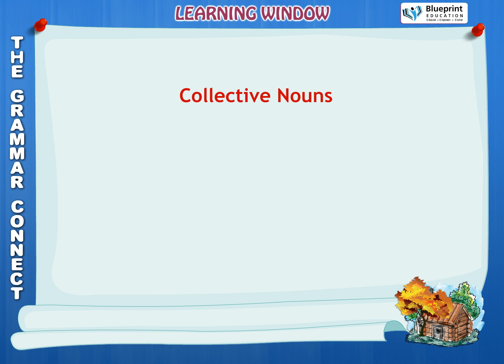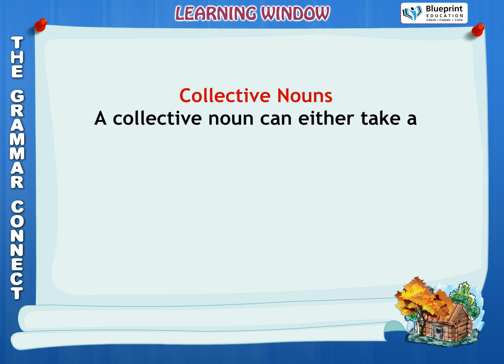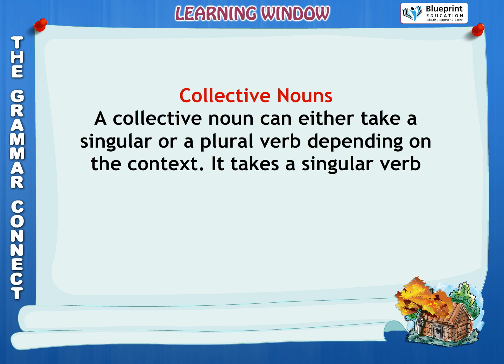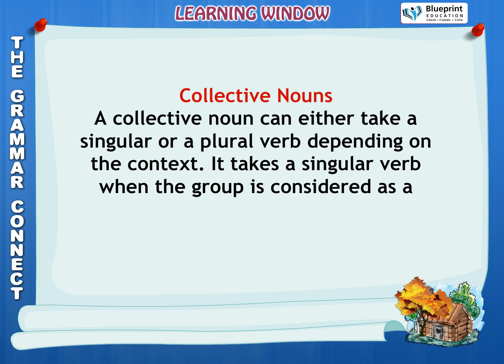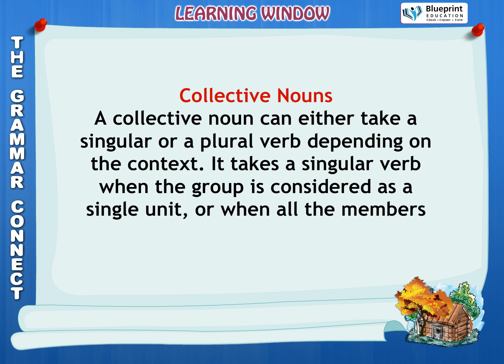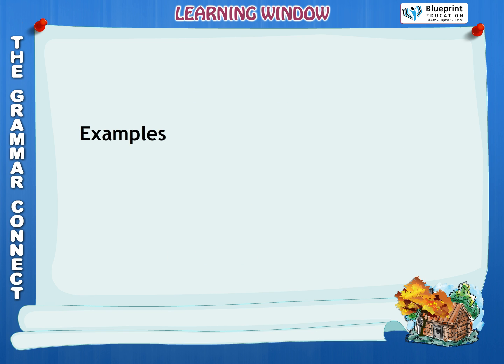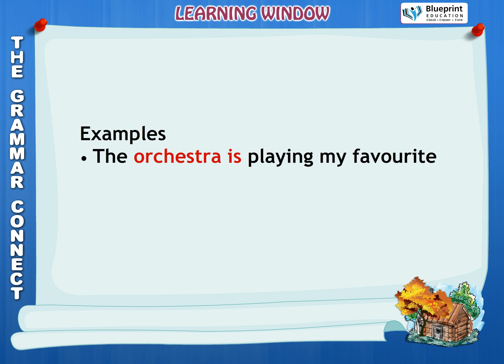Collective nouns. A collective noun can either take a singular or a plural verb depending on the context. It takes a singular verb when the group is considered as a single unit, or when all the members of the collective noun are performing an action as a unit. Examples: the orchestra is playing my favorite song. The jury is a good one.